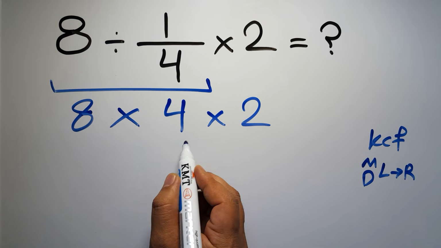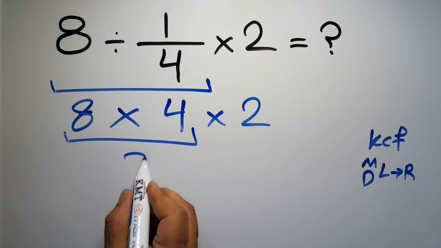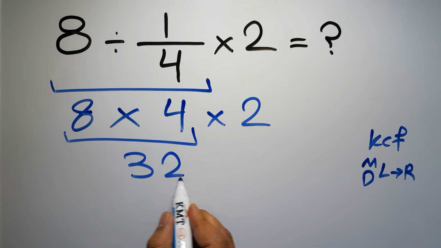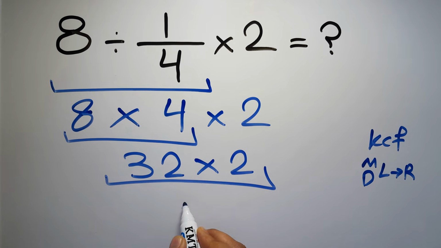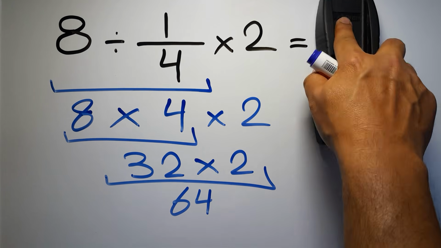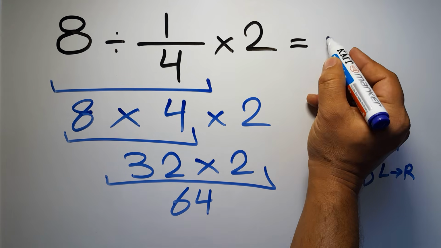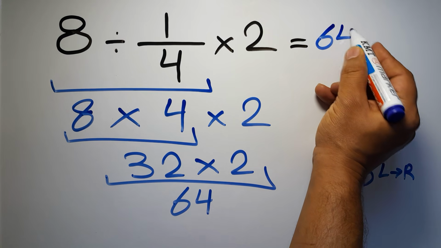8 times 2 gives us 32. So we have 32 times 2, which equals 64. And this is our final answer to this problem. The correct answer is 64.